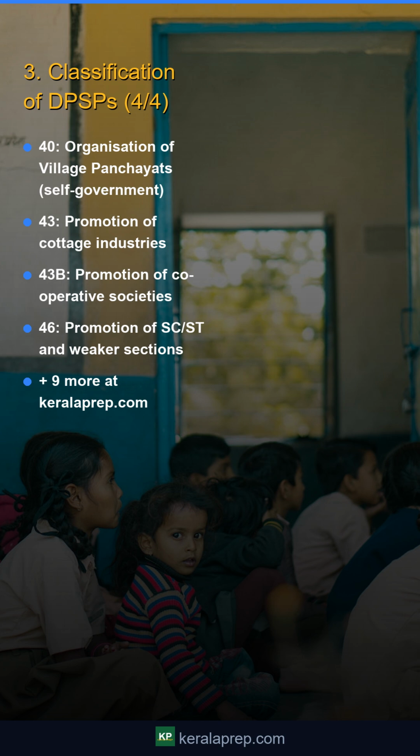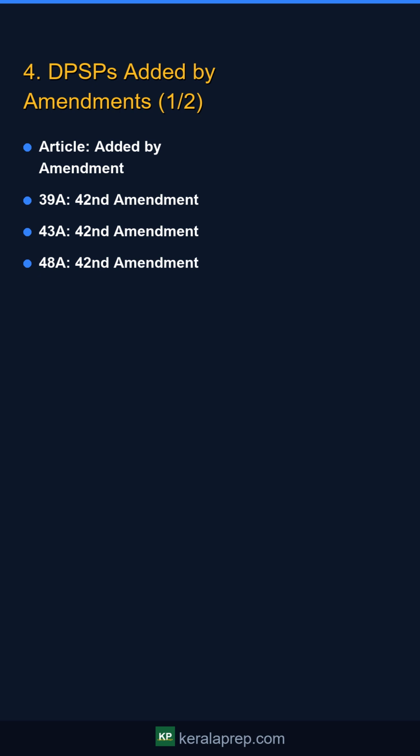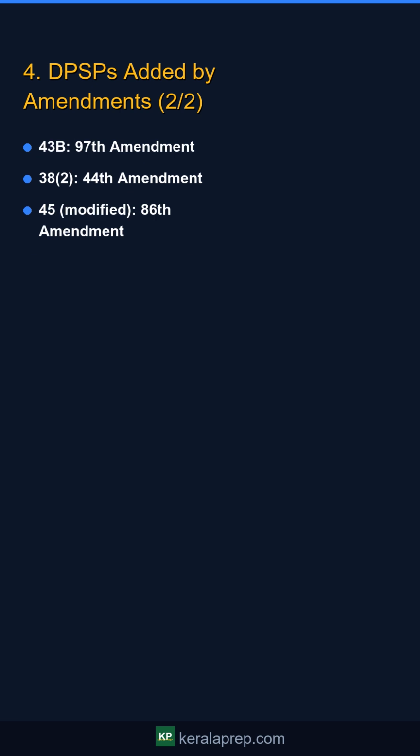4. DPSPs added by amendments. Article 39A: 42nd Amendment. 43A: 42nd Amendment. 48A: 42nd Amendment. 43B: 97th Amendment. Article 38: modified by the 44th Amendment. Article 45: modified by the 86th Amendment.